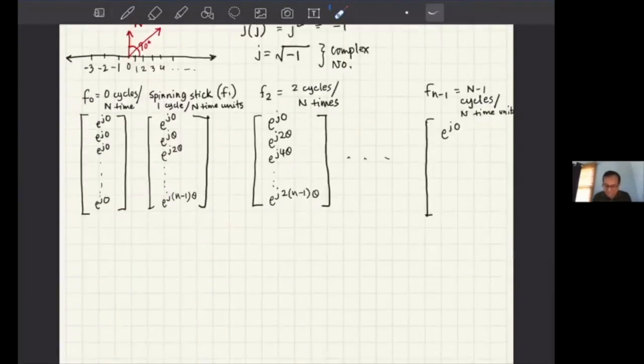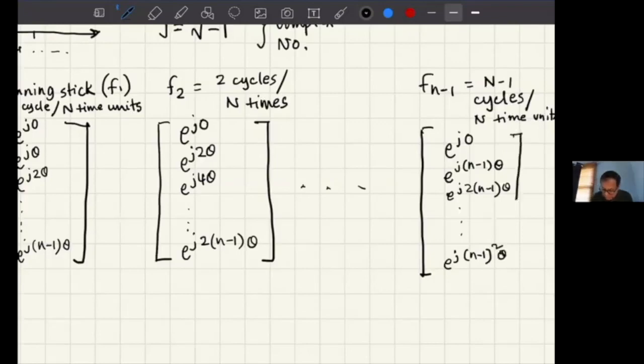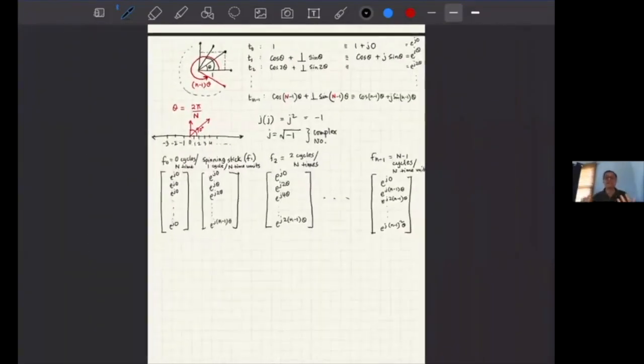So then we can write that as e to the power j0, e to the power j n minus 1 theta, e to the power j 2 times n minus 1 theta, all the way to e to the power j n minus 1 times n minus 1, which is n minus 1 squared theta. And that vector represents the fastest spinning stick, where the spinning frequency is n minus 1 times the base spinning frequency. Very good.